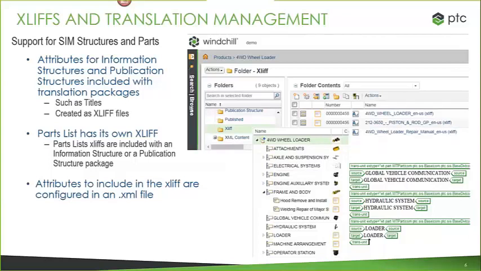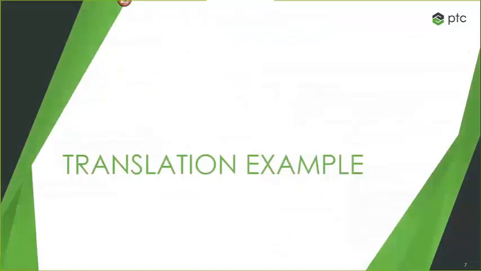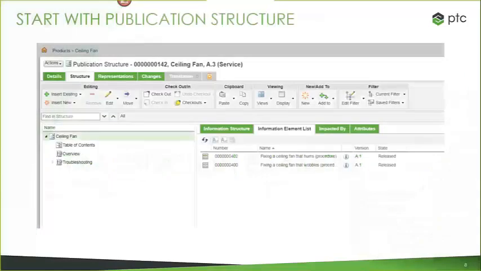Okay, now I'm going to go through an example to show the capabilities of SIM translation. I'm going to start with a very simple publication structure. This structure just has two sections, one called Overview, one called Troubleshooting, and it has two topics. The overall publication structure is about a ceiling fan and then troubleshooting how to fix a few potential problems with your ceiling fan.